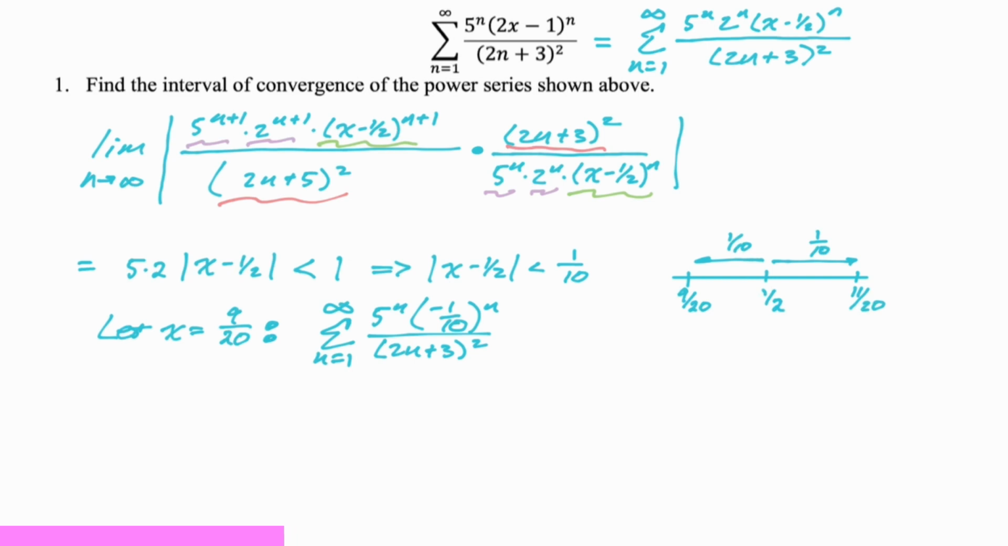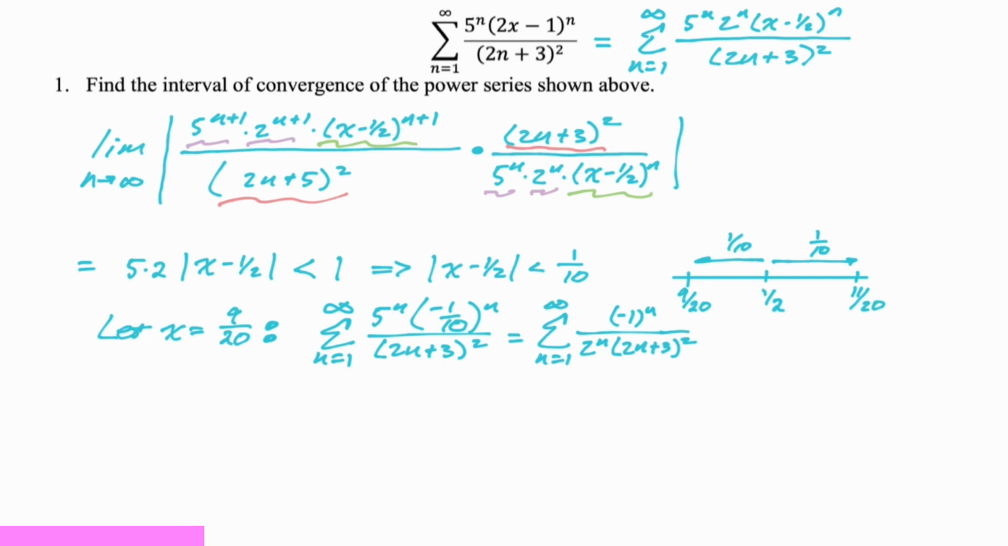And then if we look at this, we can simplify this a little bit because both things are being raised to the n, so we can make it 5 to the n times negative 1/10 to the n is negative 5 over 10 to the n, or negative 1 to the n over 2 to the n. So I'm going to choose to write it that way, negative 1 to the n over 2 to the n. It'll look like this.